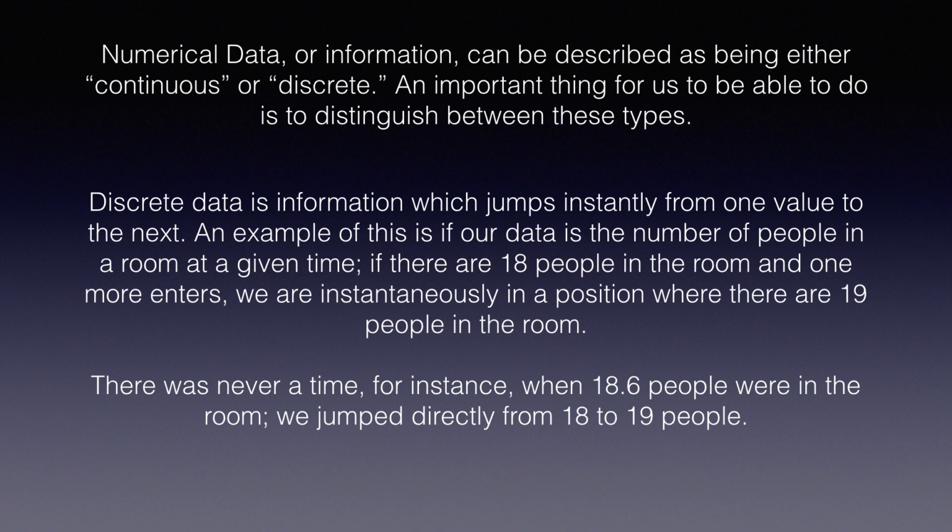Discrete data is information which jumps instantly from one value to the next. An example of this is if our data is the number of people in a room at a given time. If there are 18 people in the room and one more enters, we are instantaneously in a position where there are 19 people in the room. There was never a time, for instance, when 18.6 people were in the room. We jumped directly from 18 to 19 people.